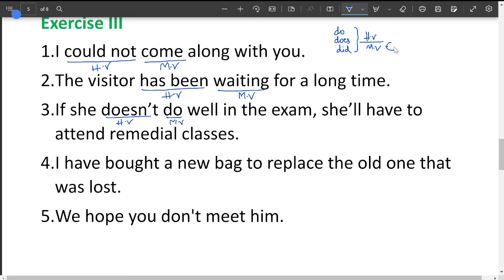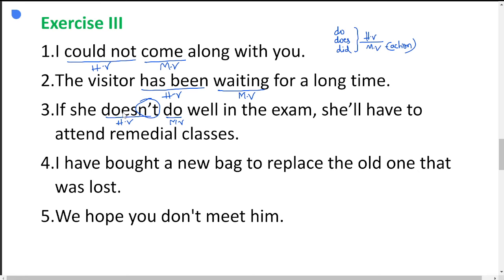Main verbs in the sense of actions, so they must be actions also. So when a not is given, how do we identify helping verbs and main verbs? If not is added to a do form, remember that the do form is the helping verb, because not is not added to any main verb, it is only added to helping verbs. So here doesn't is the helping verb, do is the main verb.